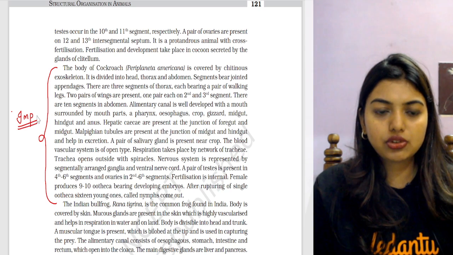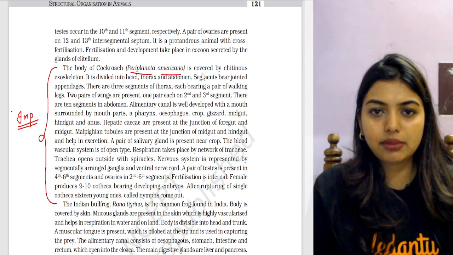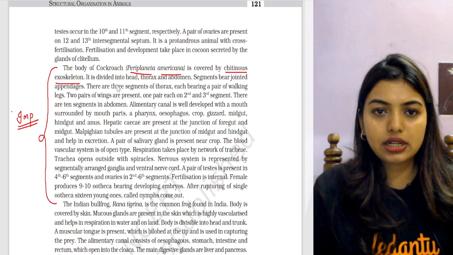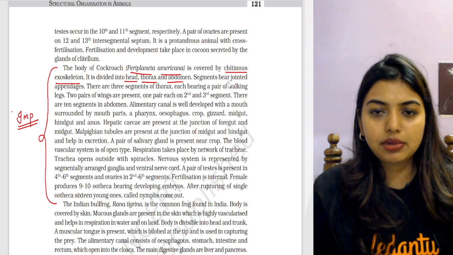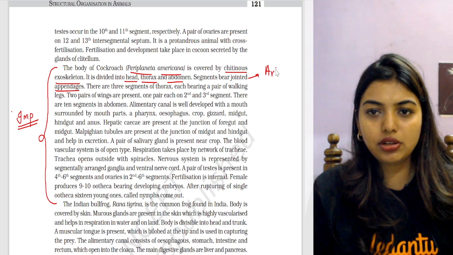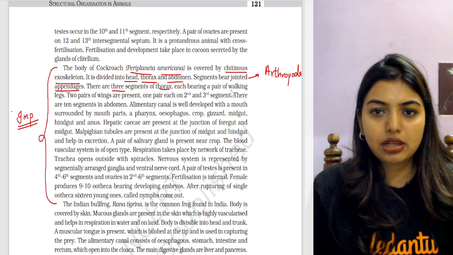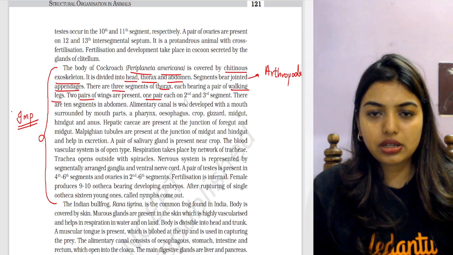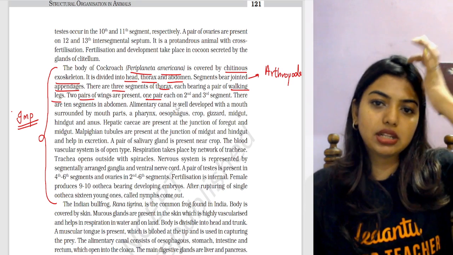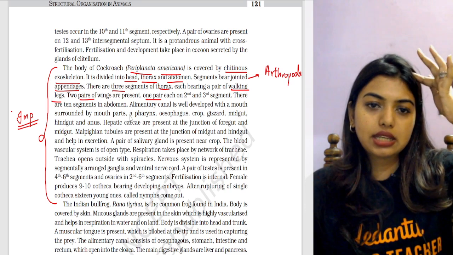When you're studying cockroach, this is very important because here, Periplaneta americana, chitinous exoskeleton, body is divided into head, thorax, abdomen, segments bear jointed appendages, a very important characteristic of arthropoda. Then 3 segments of thorax, each bearing a pair of walking legs, 2 pairs of wings are present, one pair each on the second and third segment, that is meso and metathorax. There are 10 segments in the abdomen.